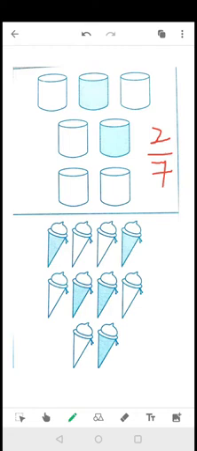Here, how many ice cream cones are there? 1, 2, 3, 4, 5, 6, 7, 8, 9 and 10. We will put 10 first. How many cones are shaded? 1, 2, 3, 4, 5 and 5 upon 10 is the answer. So this 10 denotes the total number of objects, and this 5 denotes the total number of shaded objects.